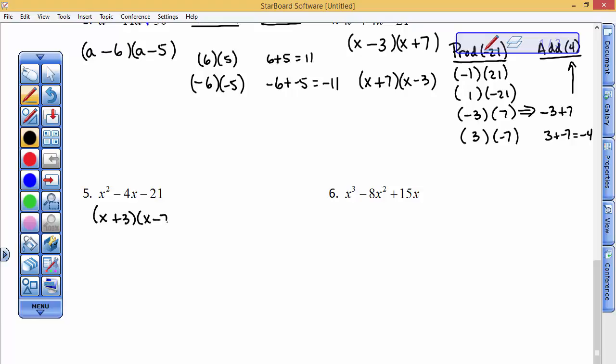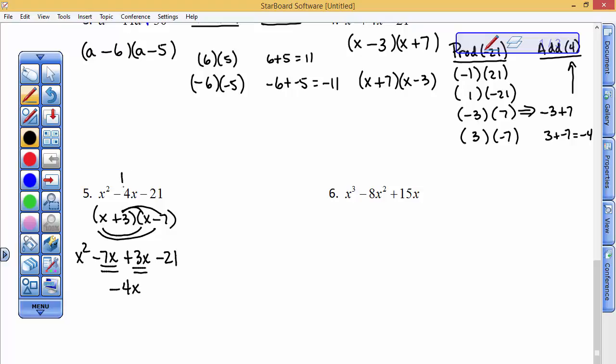Again, don't forget, check. X times x is x squared. Then I have a minus 7x. Then I have a positive 3x. 3 times a minus 7 is a minus 21. This is what you got to really check. Does the middle term turn out to be this minus 4x? And sure enough, we're good. Let's see, how many more?